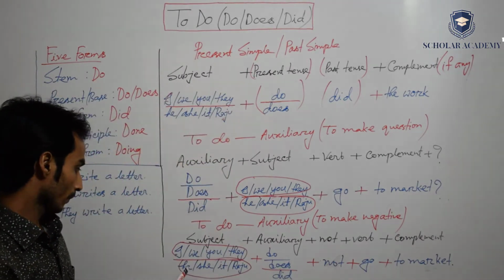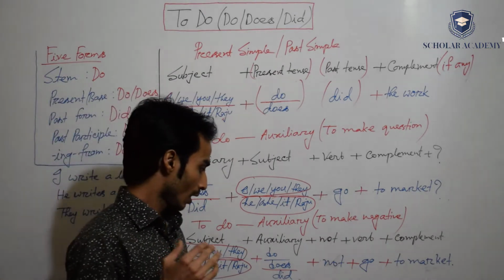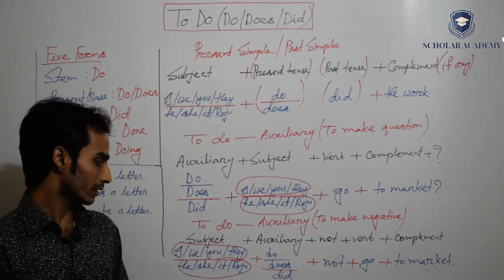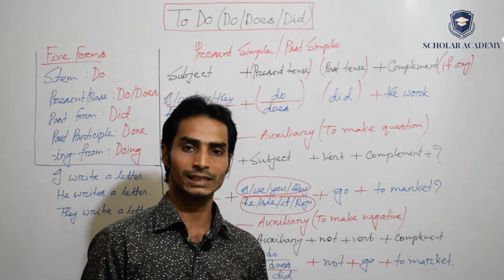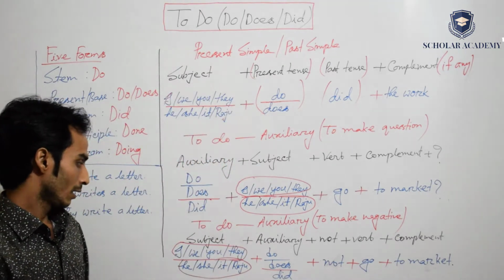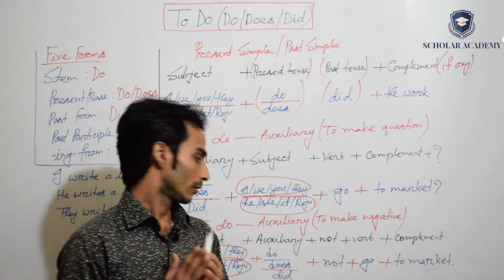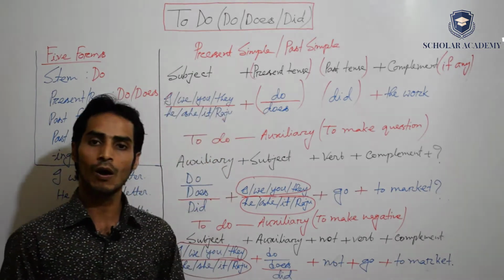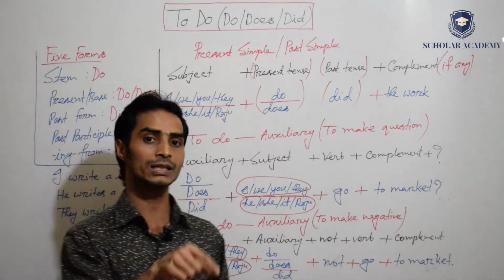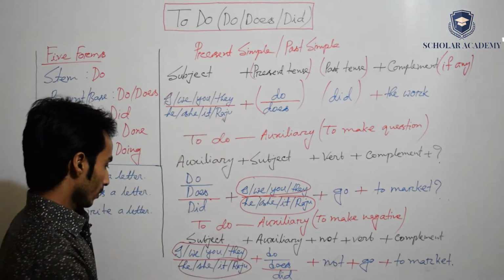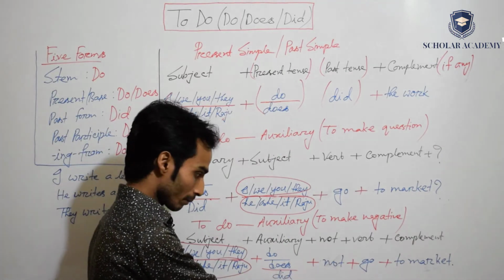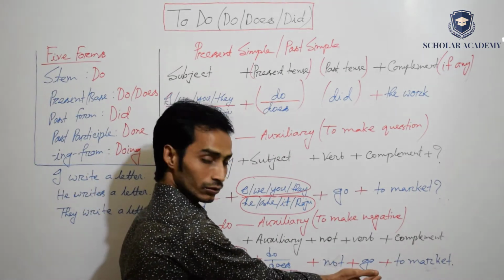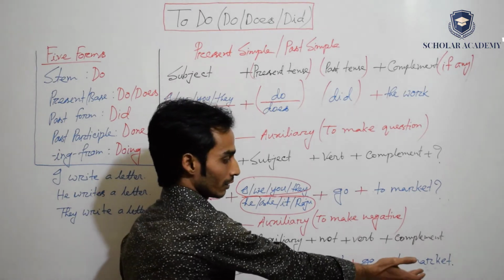So now we'll learn how to make a negative sentence in the simple past tense. Already we have told that the past form of do is did for all subjects. So for any kind of subject we will have to use did in the past tense, then not, then go, that means verb, then complement.